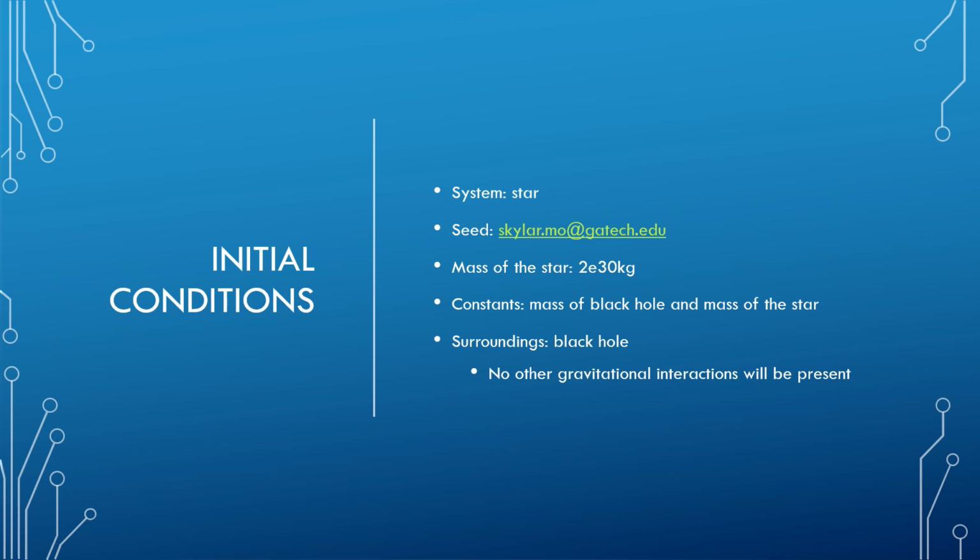These are our initial conditions. We have the system, which is the star. The seed is skylar.mo@gatech.edu. The mass of the star is 2 times 10 to the 30 kilograms. For our constants, we have the mass of the black hole and the mass of the star. As we can see, our mass of the black hole is not necessarily constant, and our surroundings is the black hole. Note that no other gravitational interactions will be present.